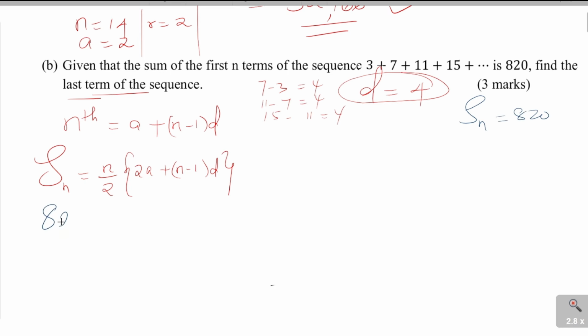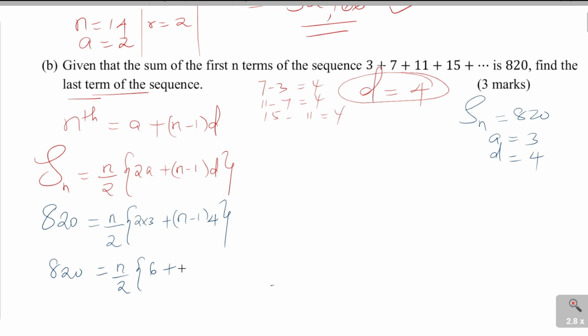So therefore 820 is equal to n divided by 2, then 2 multiplied by a. The first term a is 3, so 2 times 3, plus (n minus 1) times d, the common difference, which is 4. So this will give 820 is equal to n divided by 2 times (6 plus 4n minus 4).